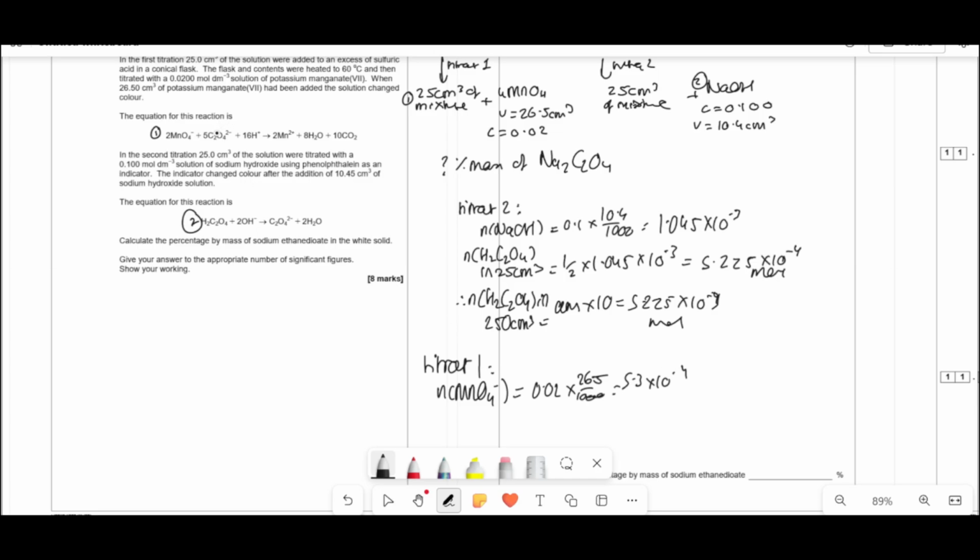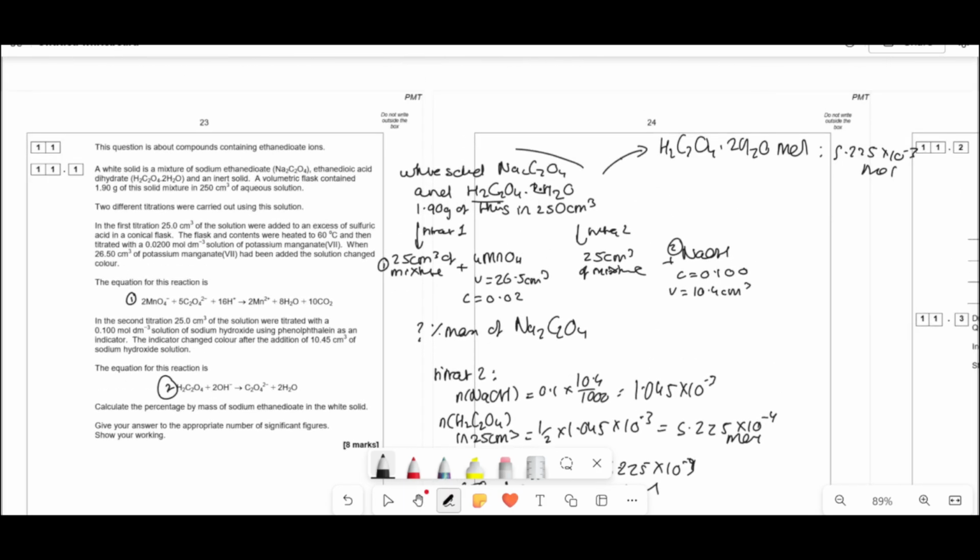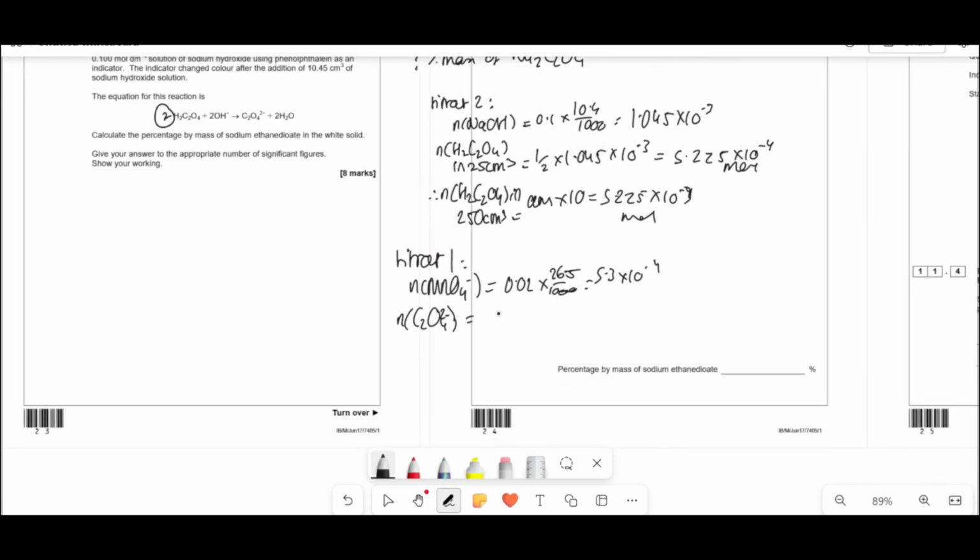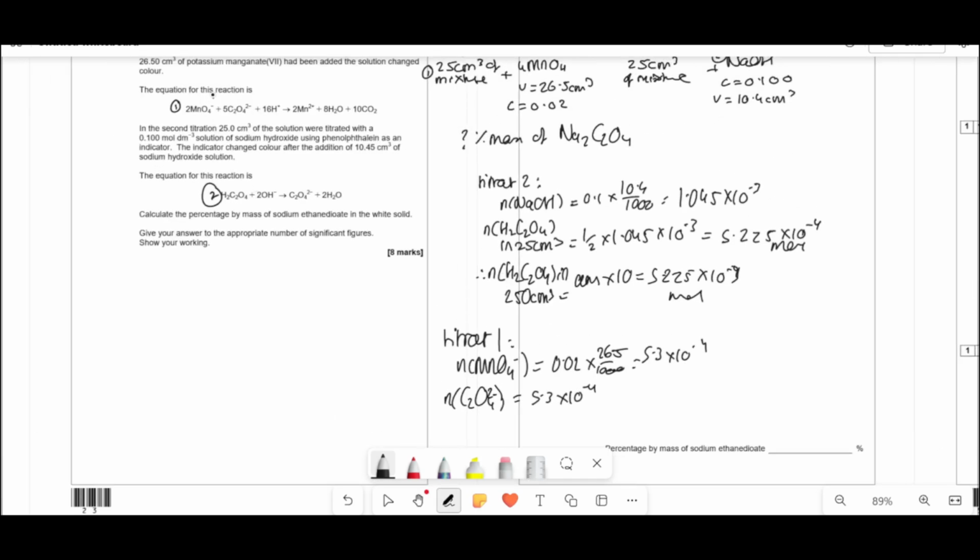Now we can see that they're in a 2 to 5 ratio. So divide by 2 times by 5. So we need to find out the moles of C2O4 2 minus, which could have come from either of these, which is why it was a problem. It is going to be 5.3 times 10 to the minus 4. What we're doing is dividing it by 2 and times it by 5. So what we can do is do times 5 over 2.